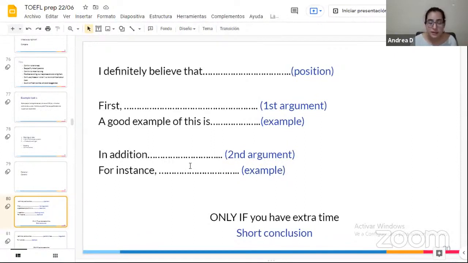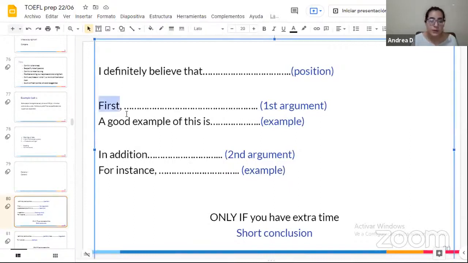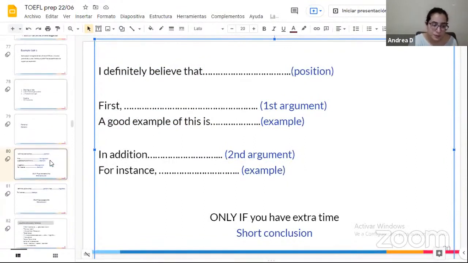The words, you can change them as you like. You can use different transitions. You can say to start, or to begin with, instead of first, or to illustrate, or exemplifying, or instead of I definitely believe that, you could say personally. So change that as you like, but try to keep the structure.